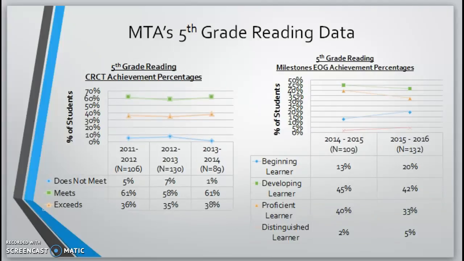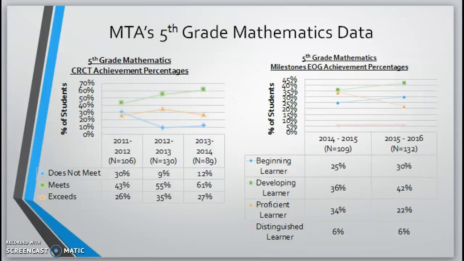Moving on to fifth grade reading. Fifth grade reading CRCT data illustrates an increase in student achievement from 2011 to 2014, with only a slight decrease in the 2012-2013 school year. Fifth grade Milestone data reveals a decrease in overall student performance, with a slight exception of a 3% increase in the distinguished category. And finally, CRCT data for fifth grade math reveals huge gains in student achievement in the 2012-2013 school year compared to the previous year.